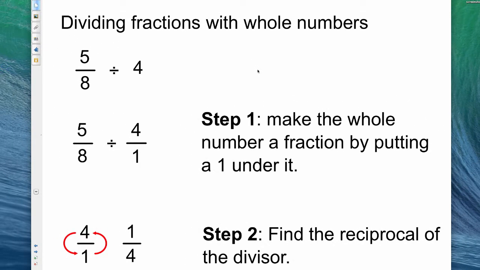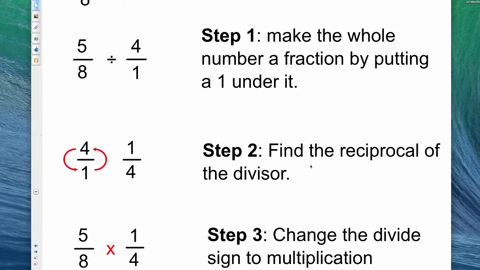Next, we're going to look at dividing fractions with whole numbers. In this case, we have 5/8 divided by 4. Now our first step is to make the whole number a fraction by putting a 1 under it, which we've done in the past. Step 2, we find the reciprocal of the divisor. The divisor is the second fraction in a problem. So in this case, it's 4 over 1. We're going to flip that upside down and our reciprocal becomes 1/4.